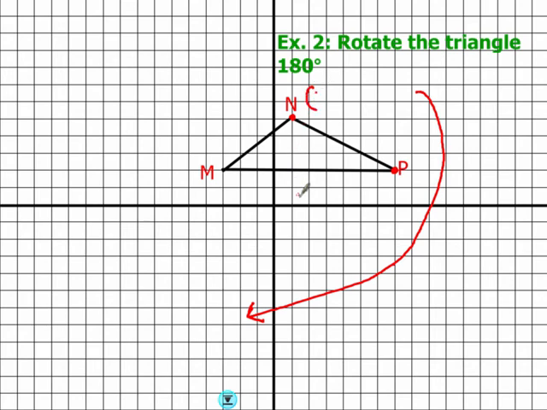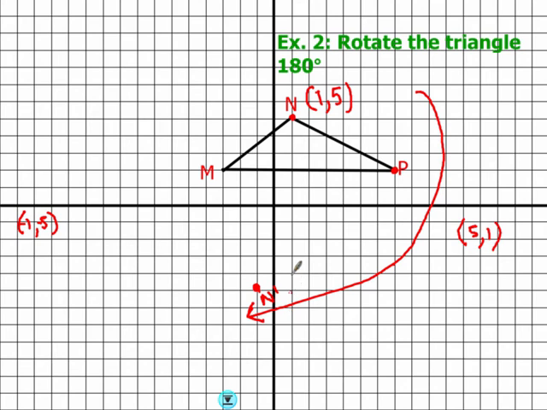N is at the point 1, and then 1, 2, 3, 4, 5. So this is at 1, 5. Now every time I move 180 degrees, I know that these two flip places. So if I'm at 1, 5, down here I'm at 5, 1, and over here, now I'm back at 1, 5. And I know that in this quadrant here, both the x and the y are negative, so I'm at negative 1, negative 5. So 1, 2, 3, 4, 5. There we go. That's N prime.